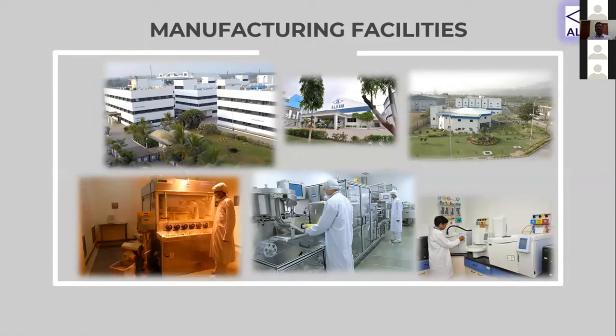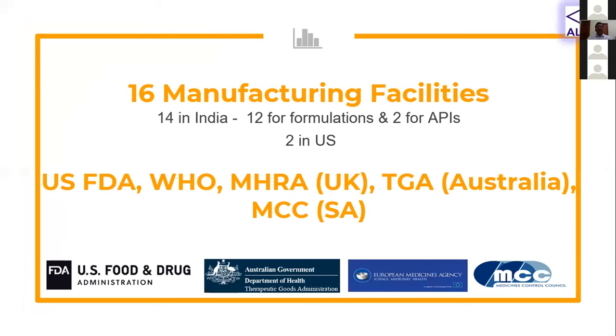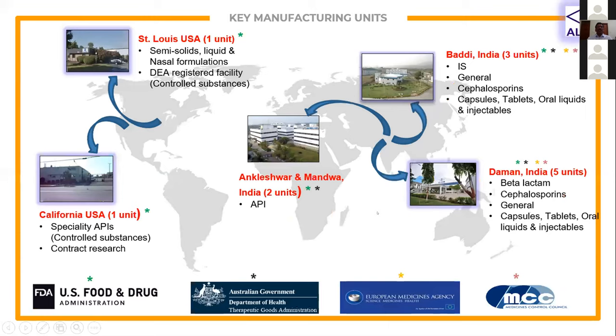We have 16 manufacturing facilities. These are a couple of them, from our plants. Out of those 14 in India, 12 are for formulations and two are for APIs. We also have two manufacturing plants in the United States. A couple of our factories are highly accredited with the US FDA, MHRA UK, TG Australia, and MCC South Africa, renowned associations. As you can see in this slide, we have two plants in the US, in St. Louis and California, and the rest of our plants are based in India, wherein we do all the manufacturing of these products.